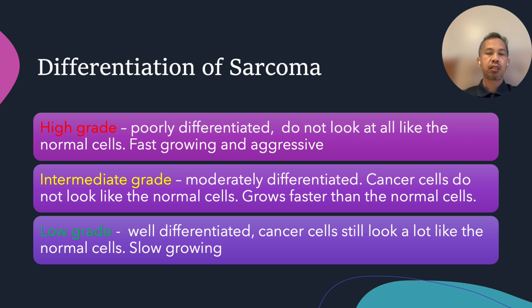And we have low grade. Low grade is well differentiated and they are slow growing lesions. The tumor cells look a lot like the normal cells. Somehow, there is a resemblance to normal cells.